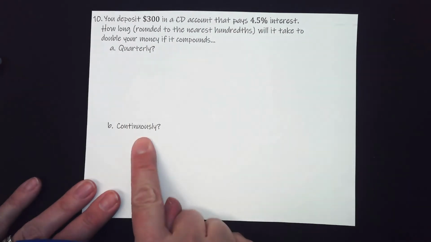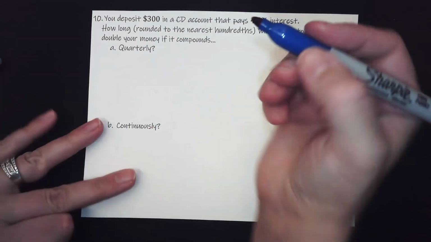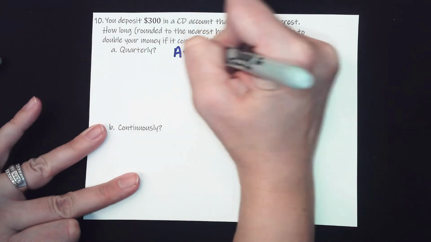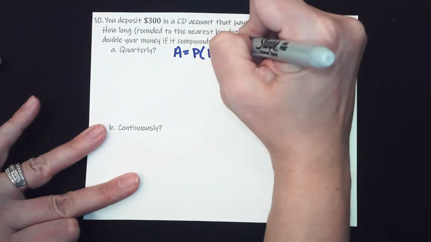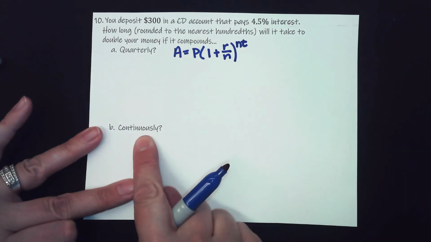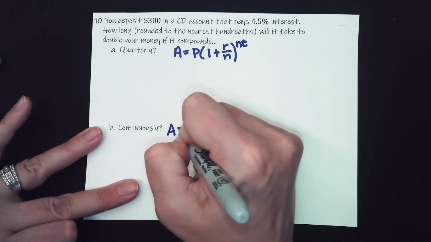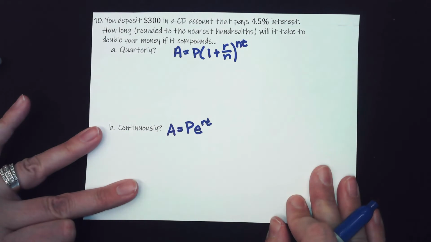These are two different equations. We've covered this equation, and that equation is A equals the principal times 1 plus the rate over n, to the n times t power. Continuously is going to use that number e. It's A equals P times e to the rt power.